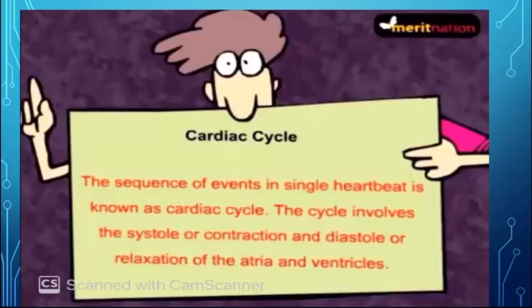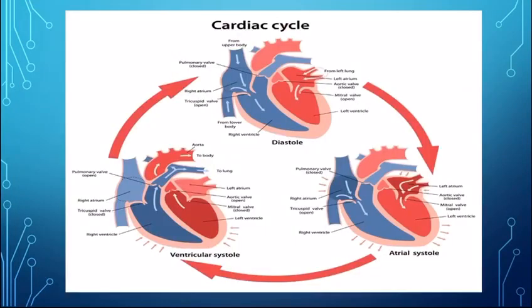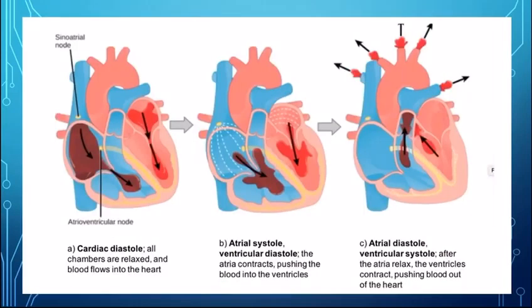To explain all this, there is a cardiac cycle, that is the sequence of events in a single heartbeat. It involves systole (contraction) and diastole (relaxation) of the atria and ventricles, meaning the upper and the lower chambers. In diastole, all the muscles are relaxed in the upper and lower chambers and the blood flows into the heart. While in atrial systole, the muscles of the atria contract and the ventricles relax, so that the blood is forced down from the atria to the ventricles.